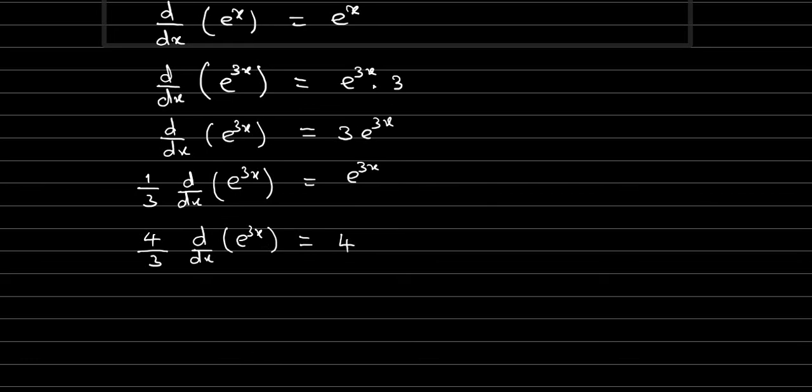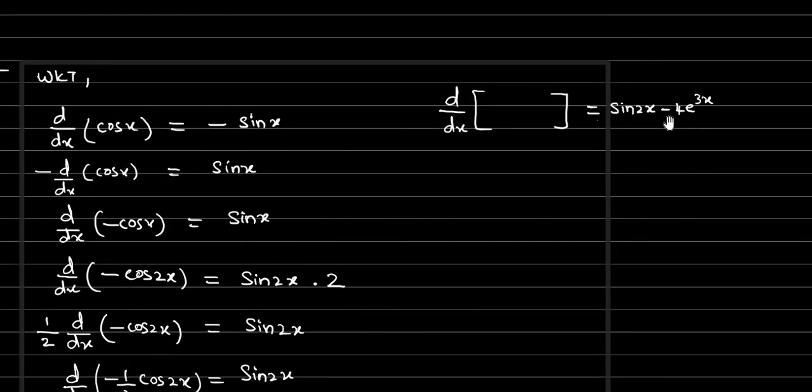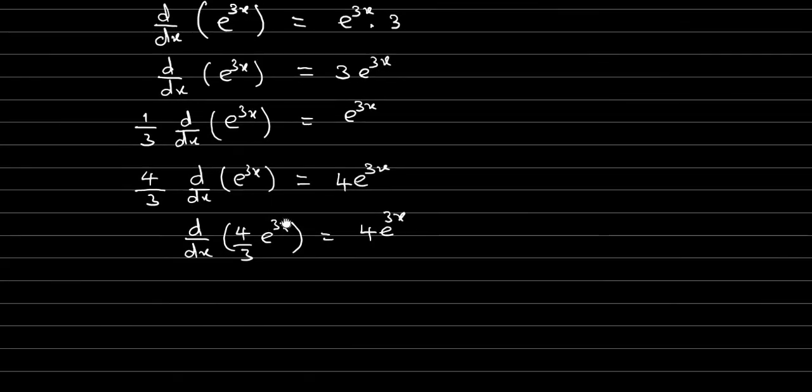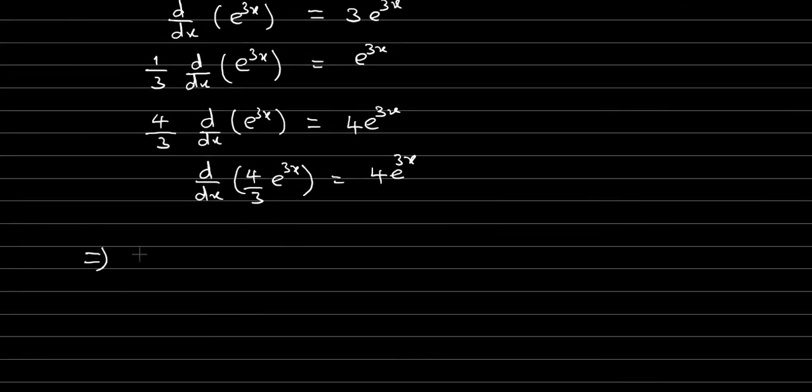Here also 4 into e power 3x. Now 4 by 3 we'll take inside. So d by dx 4 by 3 e power 3x equals 4 times e power 3x. So 4 times e power 3x antiderivative is what? 4 by 3 e power 3x. So for each term separately actually we found the antiderivatives. Now we will combine. So from the above results, the antiderivative of sine 2x minus 4 times e power 3x.